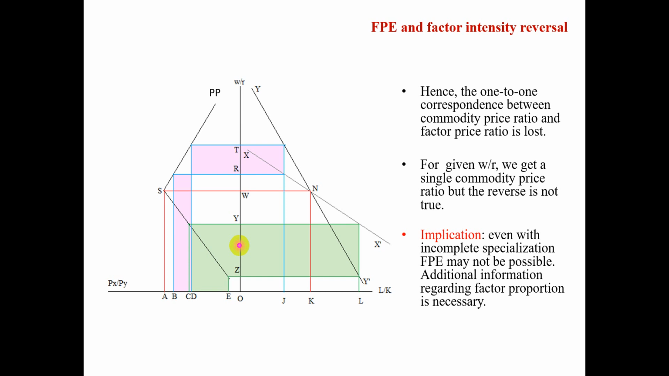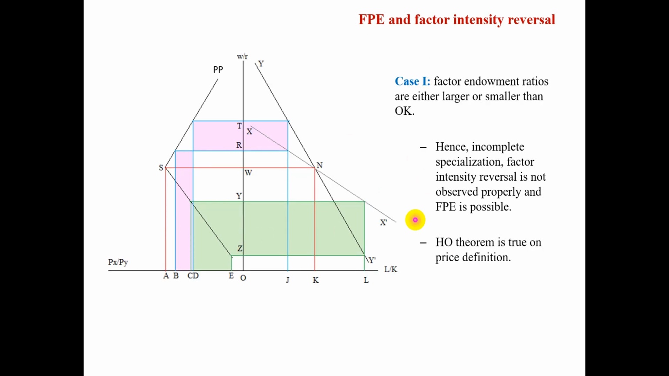So now we shall be showing that even with incomplete specialization, there will be no tendency towards factor price equalization. So this is the first case that we shall be talking about. The factor endowment ratios are either larger or smaller than OK. Now we have already shown that OK is a very crucial labor capital ratio, because if the endowment ratio is OK, then the commodities cannot be ranked unequivocally in terms of factor intensities.